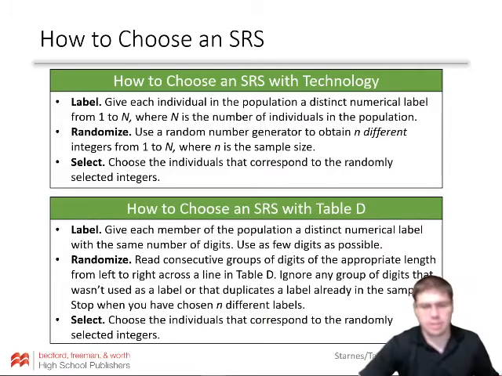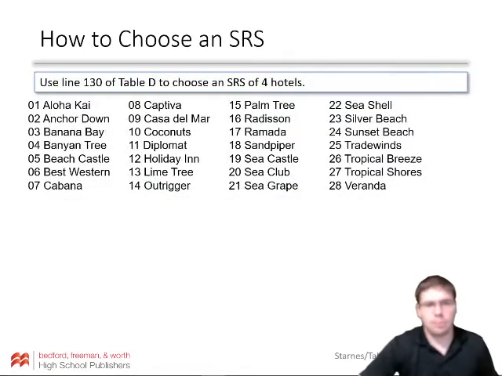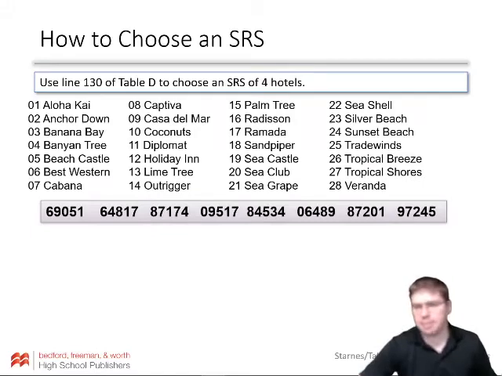So here's how that looks. Here we've got 28 individuals in our population. This is a fairly small population, and we're trying to choose a simple random sample of 4 hotels from that population. And we're going to use this line from the table of random digits. They group them in groups of 5, which makes it easier to keep your place and count out and things like that.